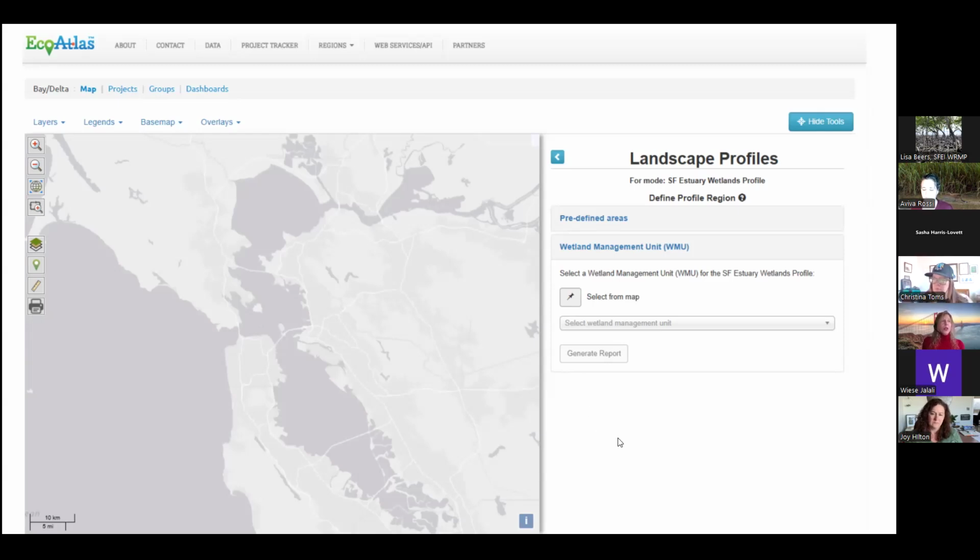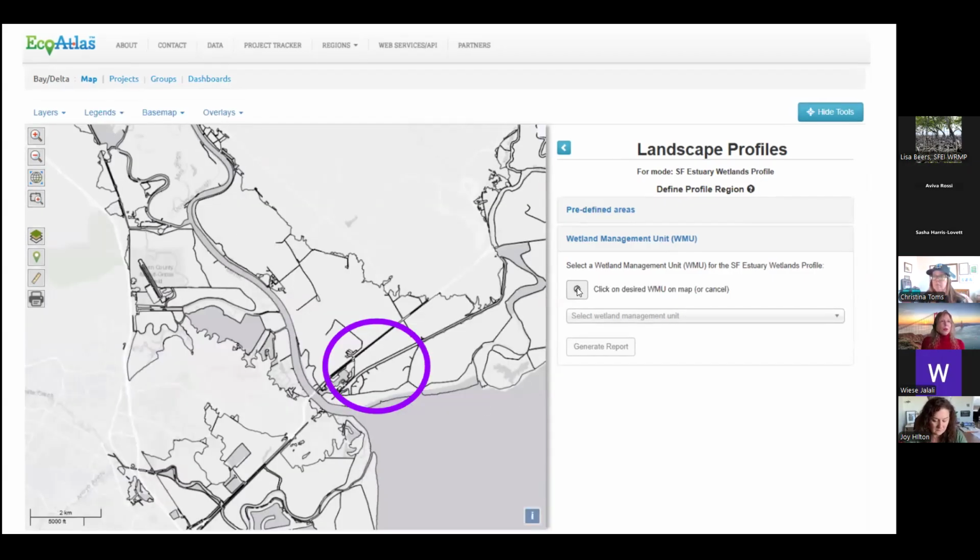One bit of information we heard from the release of the first WRMP profile tool was that it would be great, in addition to having a drop-down list, to be able to click on a map and select your wetland management unit, because not everyone knows where all of those different management units are located. So if you were to click on the map, then the outlines of the wetland management units come up, and right here is a Sonoma Baylands pilot project.